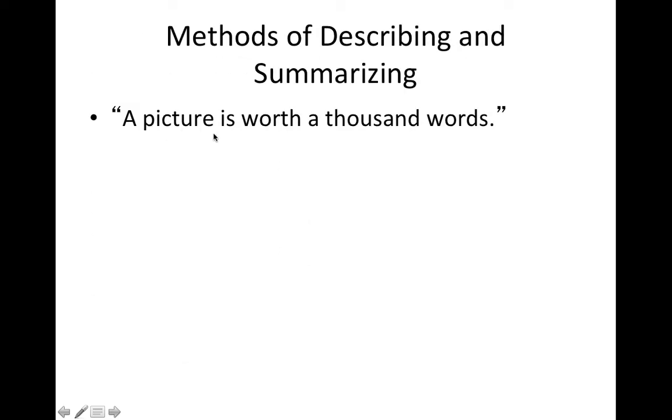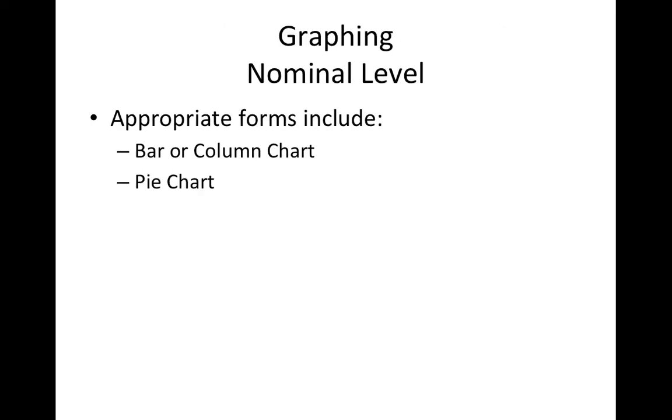Graphing is a really effective way to summarize and describe your data set. As the old saying goes, a picture is worth 1,000 words. In science we prefer graphical displays because we can see relationships that you can't really see in data tables and frequency distributions. When we're graphing nominal level data, there are only a couple of appropriate forms: a bar or column chart and a pie chart are really the only appropriate graphs to construct.